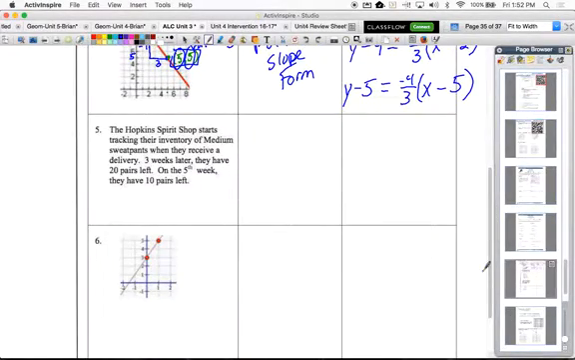Number 5, the Hawkins Spirit Shop starts tracking their inventory of medium sweatpants when they receive a delivery. 3 weeks later, they have 20 pairs left. On the 5th week, they have 10 pairs left.